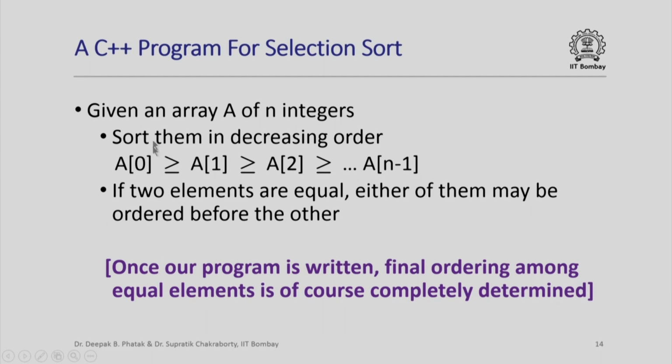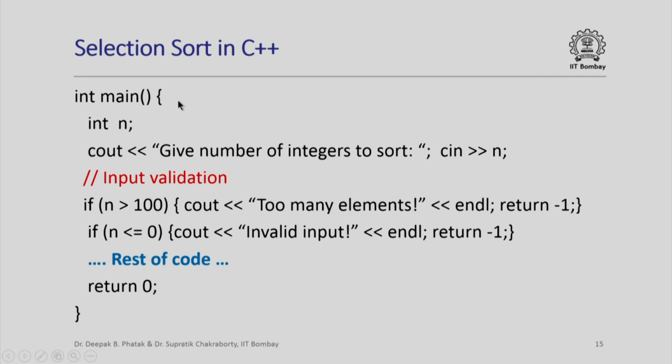So the point to note is that although in the specification we said that if two elements are equal, either of them may be ordered before the other, once the program is written, everything is completely deterministic. The program will determine what the final ordering among equal elements is going to be. And we will briefly look at this in a few slides from now. So here is how our program for selection sort might look like.